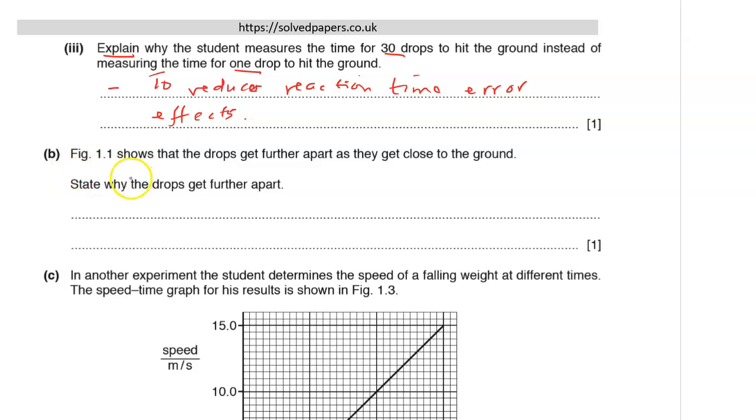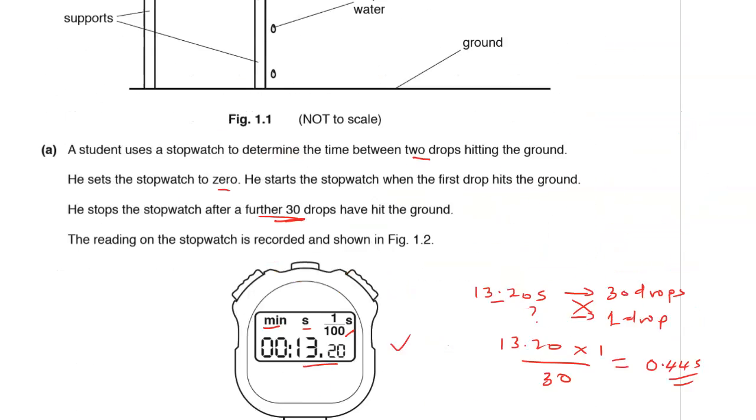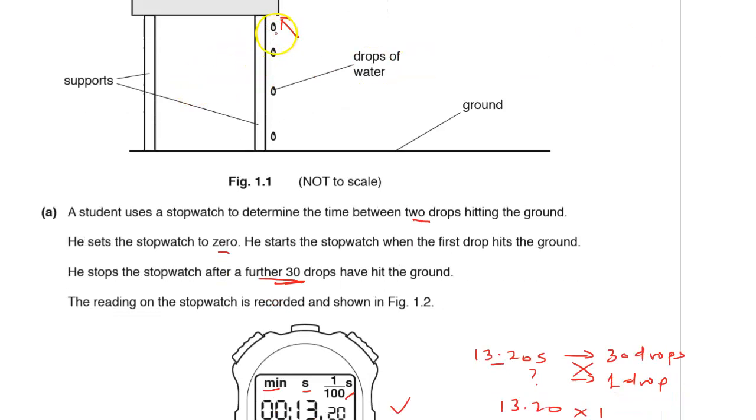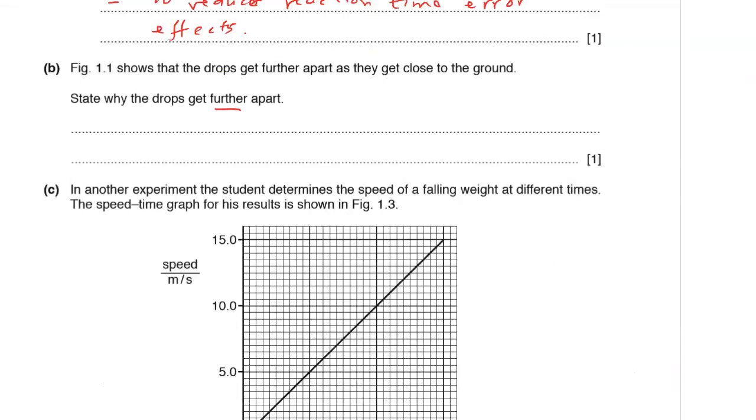Part B, Fig 1.1 shows that the drops get farther apart as they get close to the ground. State why the drops get farther apart. You can go to Fig 1.1. You can see here the distance between this drop and this drop here. This distance is not the same as this one. You can see the distances are different. So as they get closer to the ground, the distance between the drops increases. That is what you'll be told here.